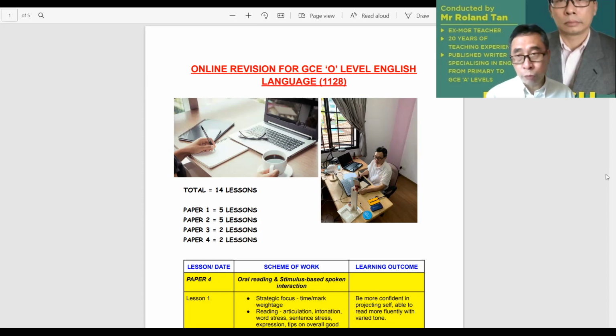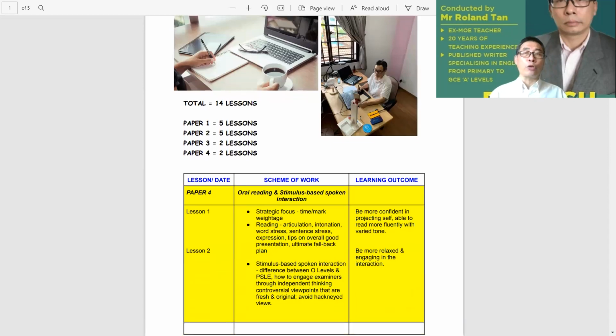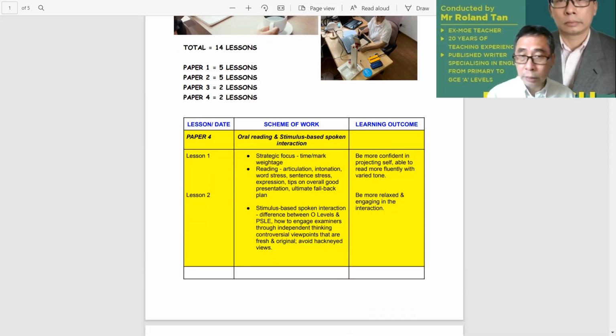Let me begin with paper 4, as this will be the most immediate because come end July, you will be going for your oral examination. So if you can, take advantage of these two lessons that I'm putting forth as a priority, that will definitely help you to attain your 20% weightage that I was referring to just now. At least get 17 to 18% within that 20-minute time frame.